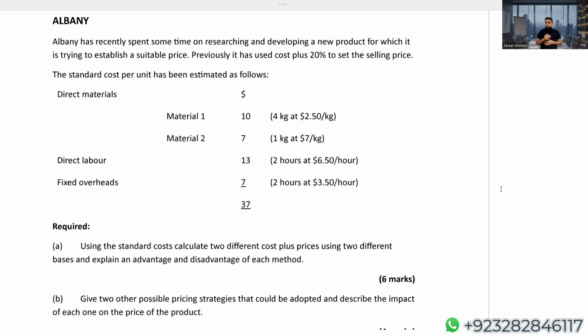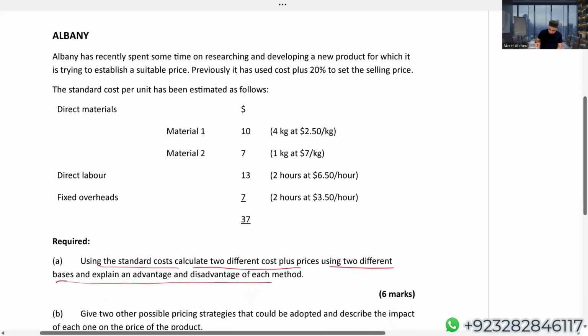Let's dive into this question. The name of the question is Albani. Using the standard cost, calculate two different cost plus prices using two different bases and explain the advantage and disadvantage of each method. Using standard cost, calculate two different cost plus prices.